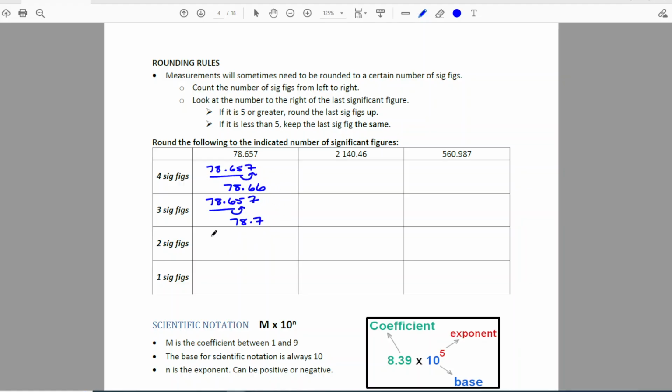If I was going to do 2 sig figs, again, I write that whole number down. I'm going to keep just these 2. And so the 6 is going to make my 8 round to a 9. So to 2 sig figs, this number would be 79.